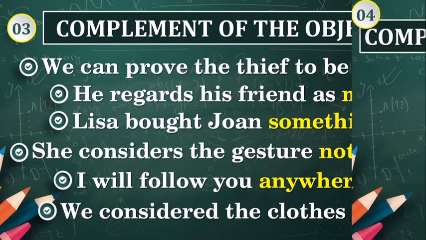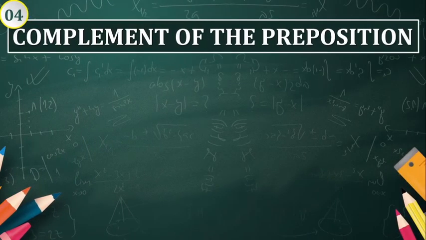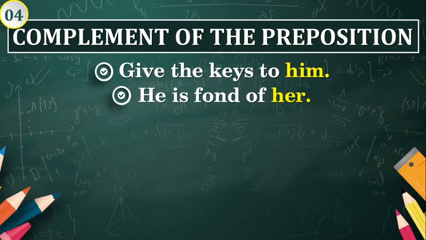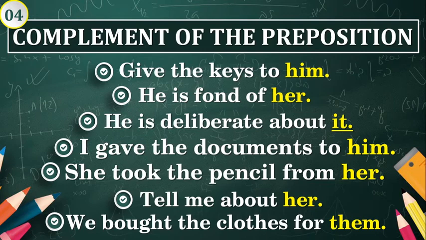Moreover, pronouns can function as the complement of the preposition. Let's see some examples. Give the keys to him. Here we have the preposition to preceding the pronoun him. So we have give the keys to him. Another example, he is fond of her. The of is coming before the her, and the her is serving as the complement of that preposition of. So you have he is fond of her. Let's see some other examples as displayed on the screen.